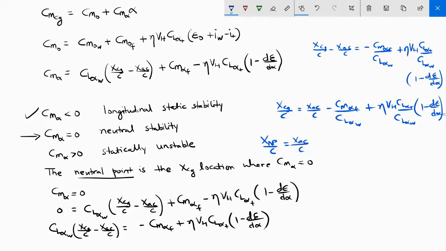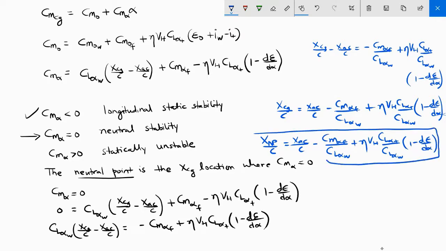The neutral point is a center of gravity location, equal to xac over c plus, I'm just going to copy the right hand side from the previous step, Cm alpha f divided by CL alpha w plus eta VH CL alpha t divided by CL alpha w times (1 minus d epsilon d alpha). So this is the equation for the neutral point.